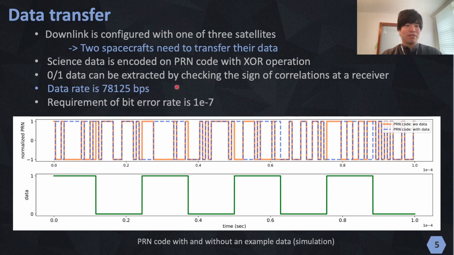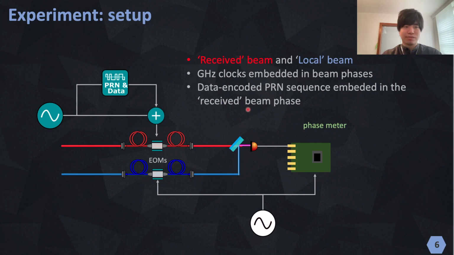So the current data rate is about 78 kilobits per second, and the requirement of bit error rate is 10 to minus 7. So I explained the two functionalities with PRN code. The one is pseudo-ranges, and the other is optical data communications. So at our institute, we are trying to verify our design with a very simple optical experiment. So I explain it from now on.